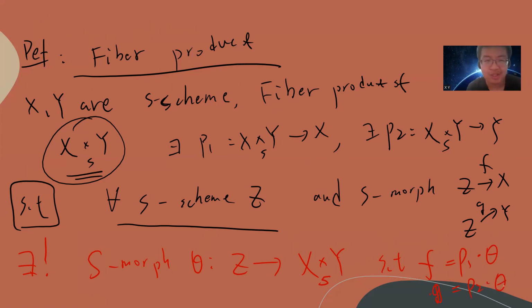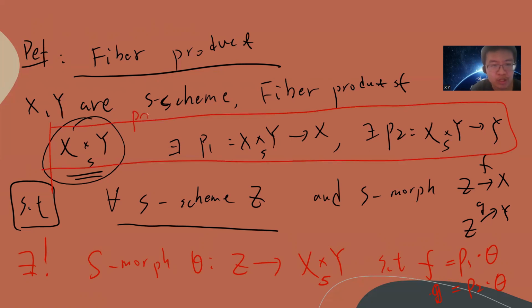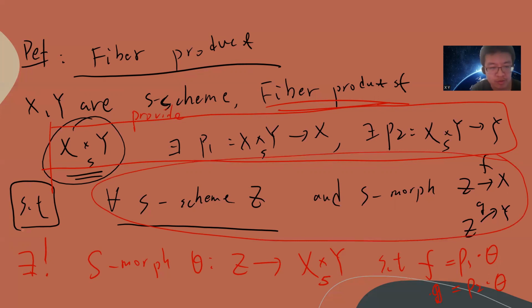Okay, so let's understand this. Basically, you're just saying that you need to provide these three. So all three of them are called the fiber product, such that for all Z, you have uniquely this. This is called the fiber product of schemes.